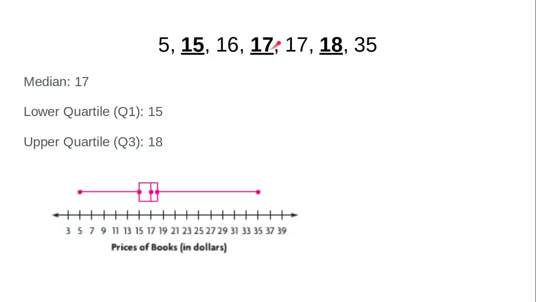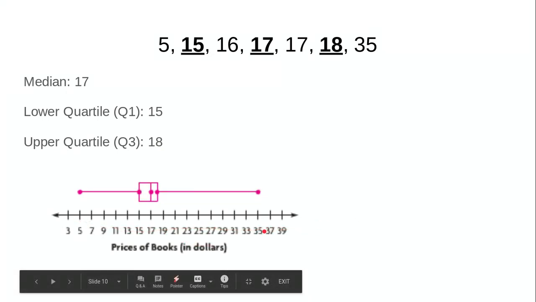17, this first one, is the dividing point between the two halves of data. So these three numbers are the upper half of your data. You want to find the middle of these three numbers, and that's 18. That's your upper quartile, which is Q3. Then your box and whisker plot, which you probably made on your paper, looks similar to this. Really small box, really long whiskers.